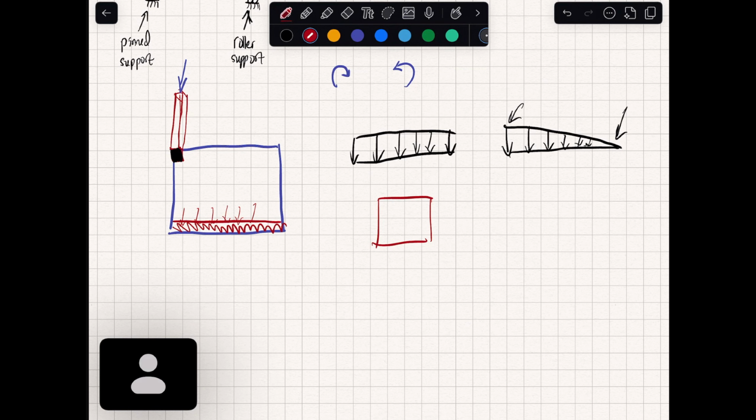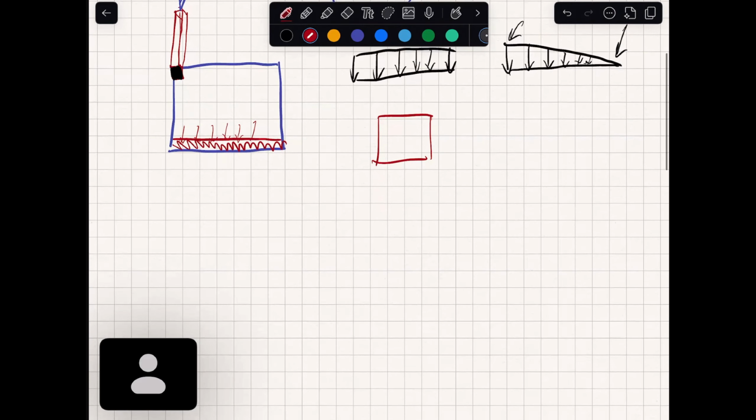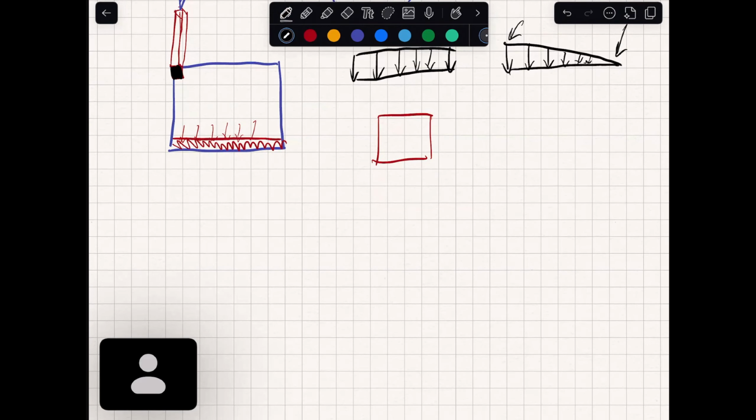And lastly, we also have moments, which is pure rotation, which could be a twisting or a turning force, like when you try to rotate a beam. For example, here, if you have a beam like this and you try to rotate it in some kind of direction, and then it deforms in some way.